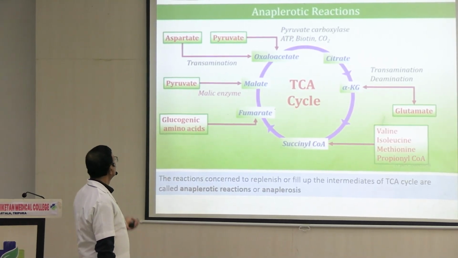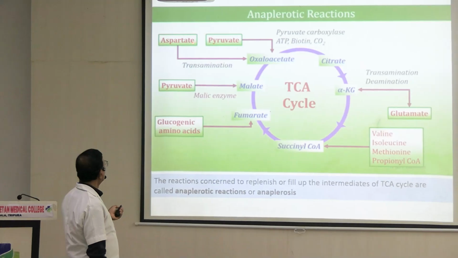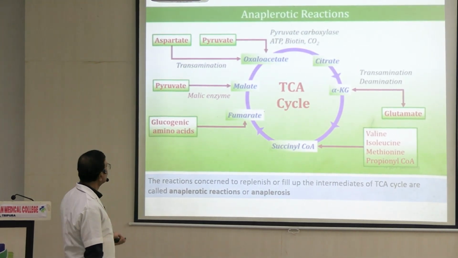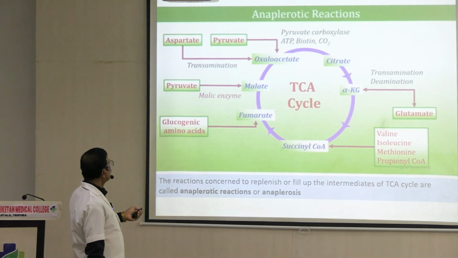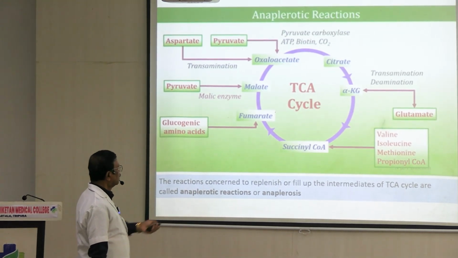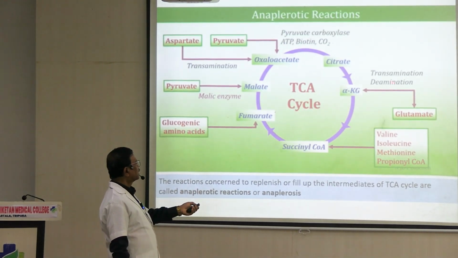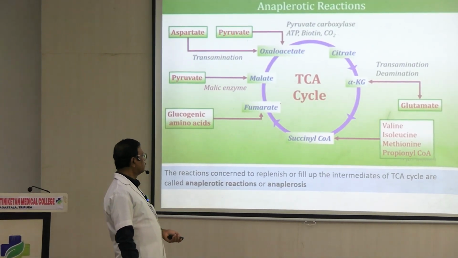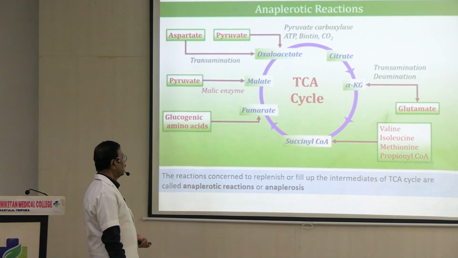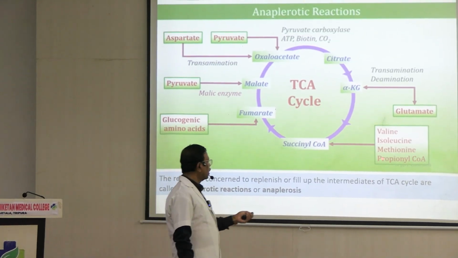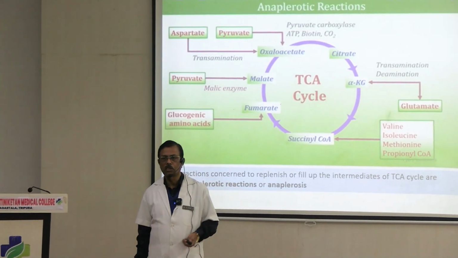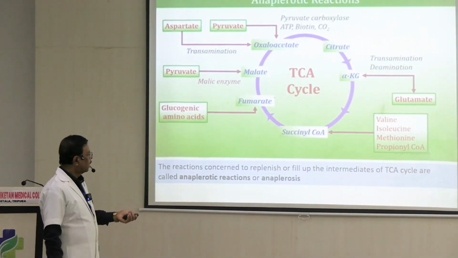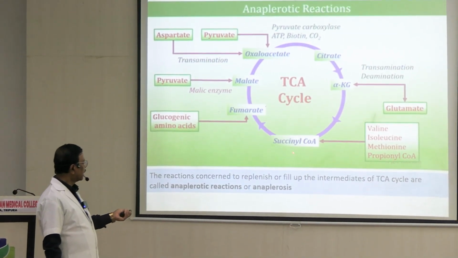So aspartate by transamination gives oxaloacetate. Pyruvate also can be converted into oxaloacetate. Glutamate by transamination and deamination gives alpha-ketoglutarate. Valine, leucine, isoleucine, methionine, and propionyl-CoA. Propionyl-CoA is produced from oxidation of odd-chain fatty acid, and then it can be converted into succinyl-CoA.